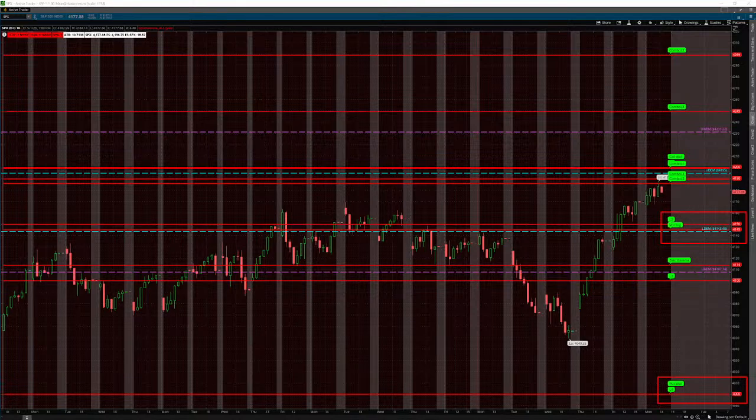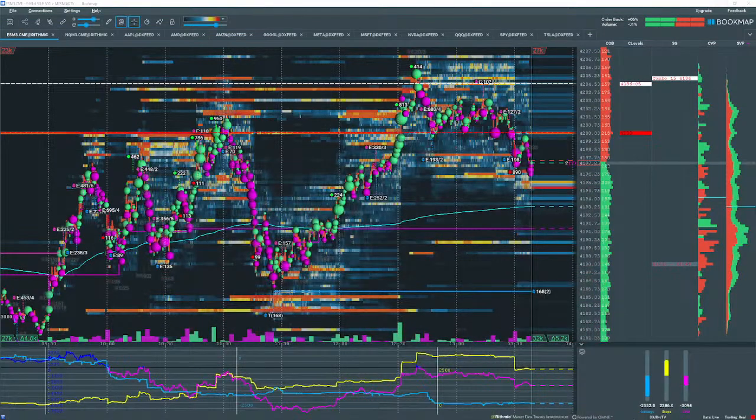And then finally, the call wall at 4,200. That's the strike with the largest net positive gamma, and that can be expected to act as resistance. So those are the primary daily levels that I follow. There are some other levels shown on this chart. So let's see what's in play for today.